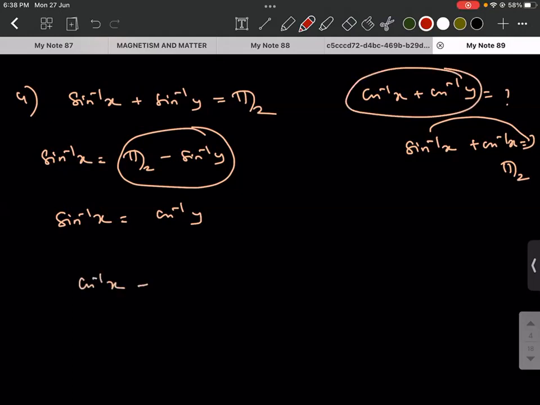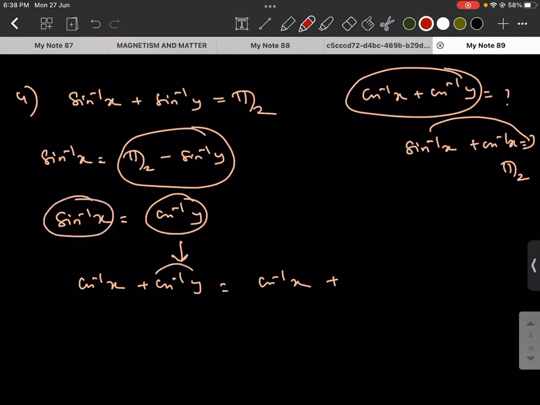So they are asking what is cos inverse x plus cos inverse y. So cos inverse x, I am leaving it as it is. Plus, instead of cos inverse y, what can I write? Sin inverse x. Just now I told you one thing. Sin inverse x plus cos inverse x is pi by 2. So this is the answer. You have to remember that property.